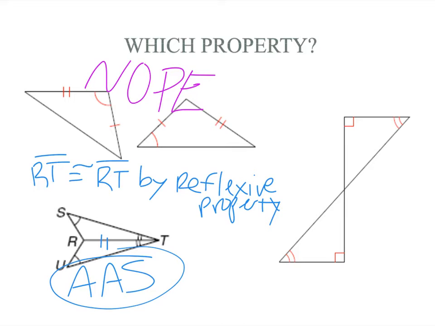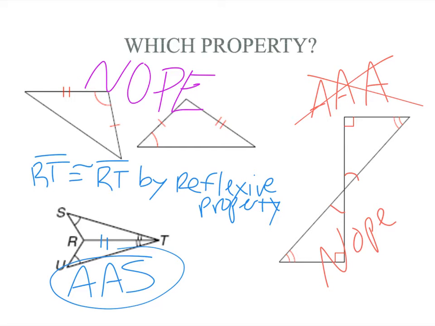I mean, I guess from vertical angles, I could prove that these two are congruent, right? But that's angle, angle. That's not one of our ones that we can use. So again, this is a nope situation. Can't prove it. Not enough information to do so. All right, so it's just that one. Lovely.